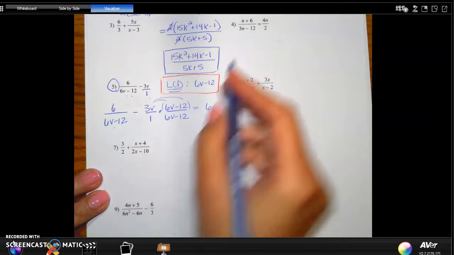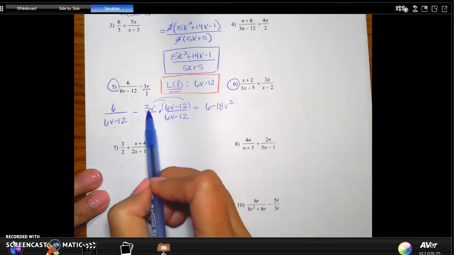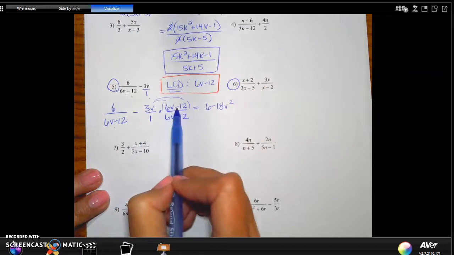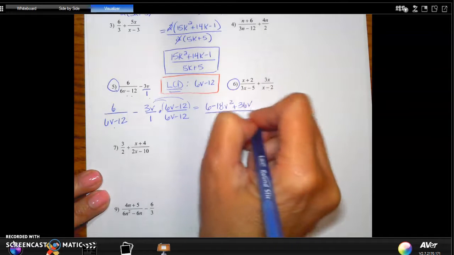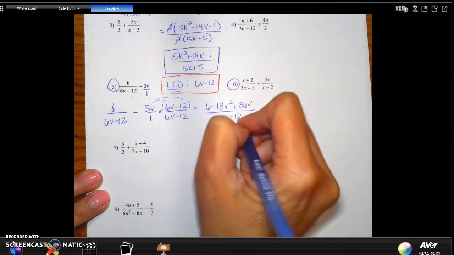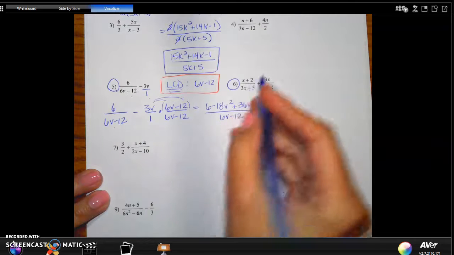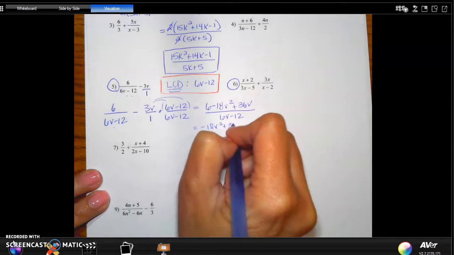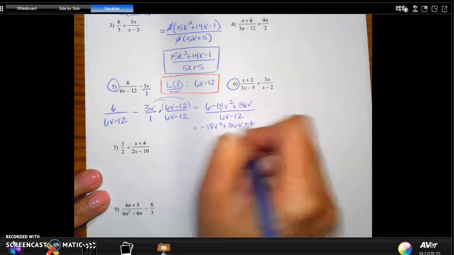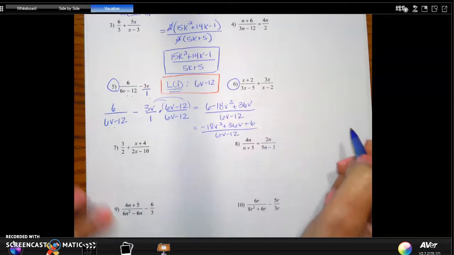So right here we have a minus 18v squared. And here we have a negative times a negative is a positive 36v. And then on the bottom, we have that 6v minus 12. So we can clean that up a little bit, and we can call that negative 18v squared plus 36v plus 6 all over 6v minus 12.